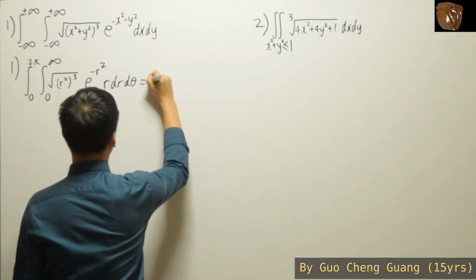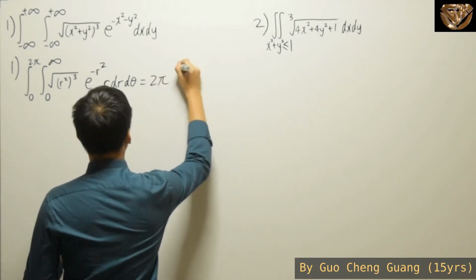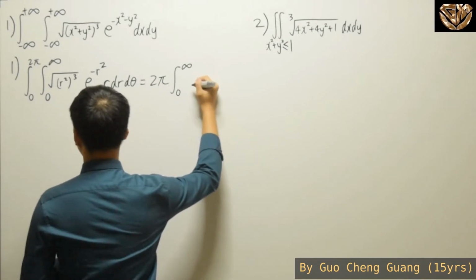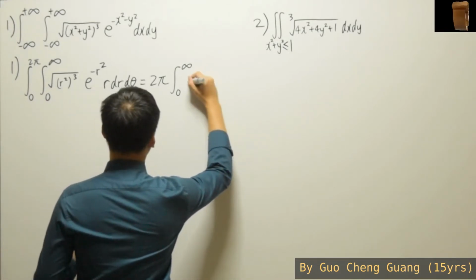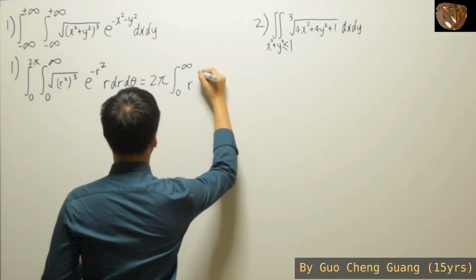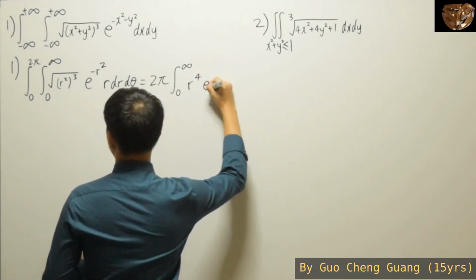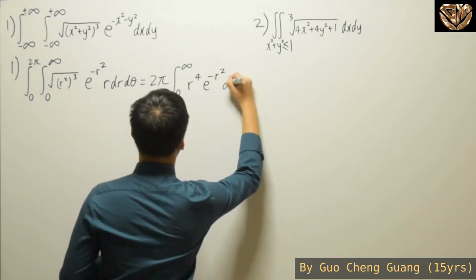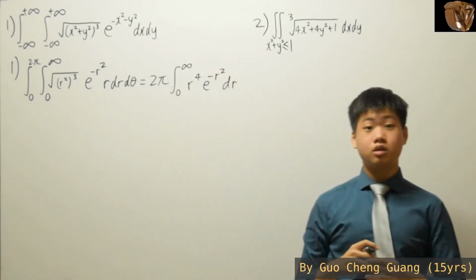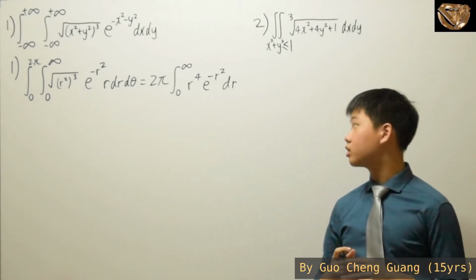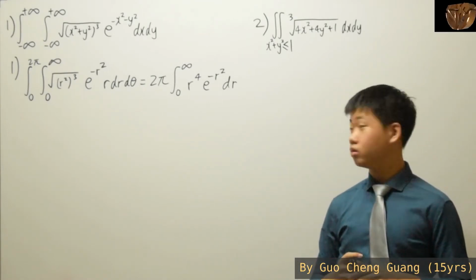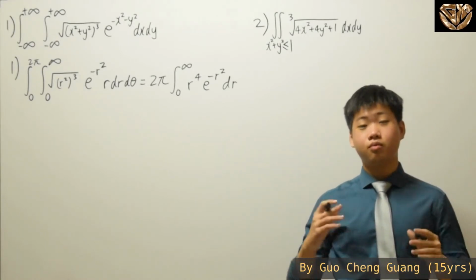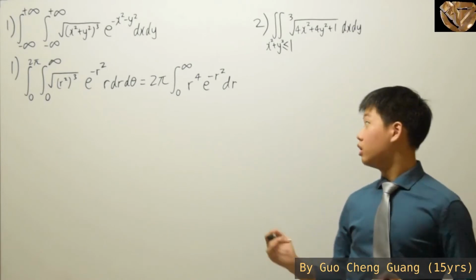Well, we would immediately get 2 pi and then integrate from 0 to infinity. Alright? So then we can take a look at what we get inside here, which is r to the power of 4 e to the power of negative r squared dr. Right, now you might be, again, a little confused. How do we solve this? So, the simpler way to solve this is integration by parts.